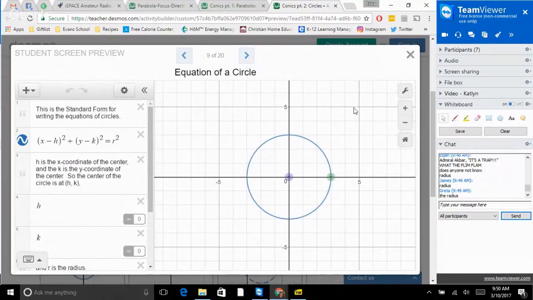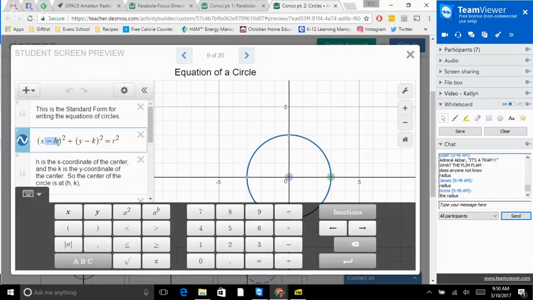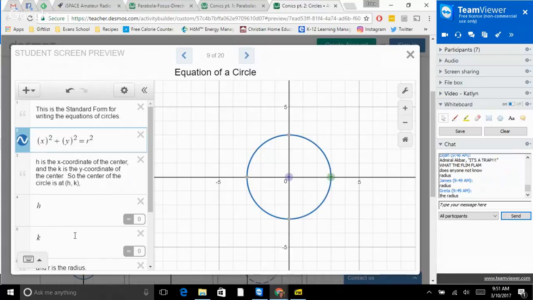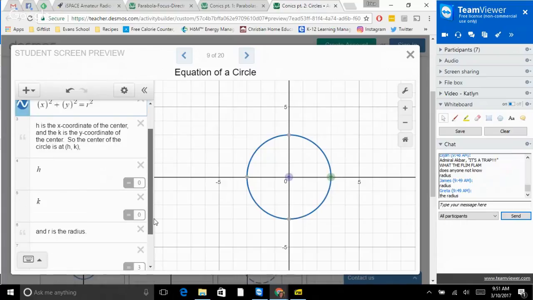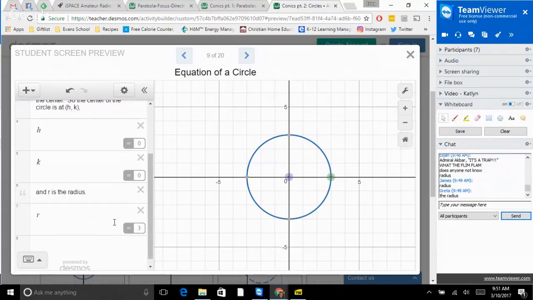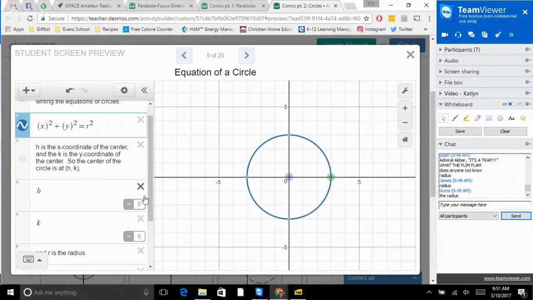Okay, so this is the standard form for writing equations of circles. And actually in 9-2, we're going to make it even easier than this. The standard form of an equation is x squared plus y squared equals the radius squared. Has anybody seen this equation before? X squared plus y squared equals radius squared.